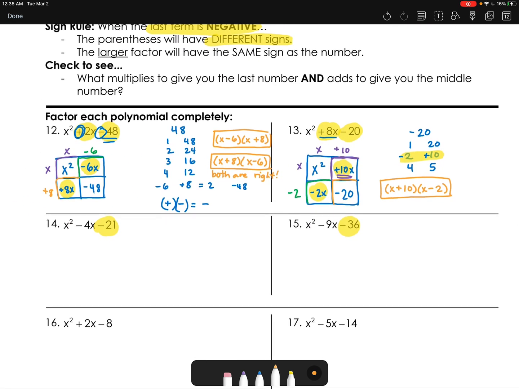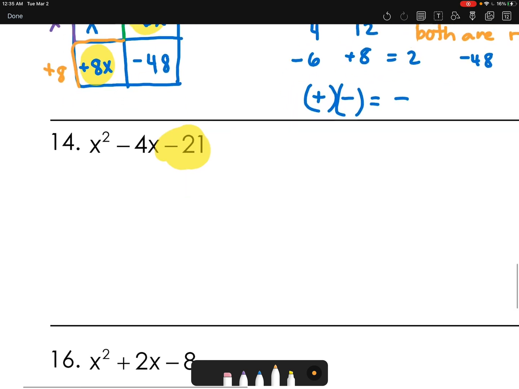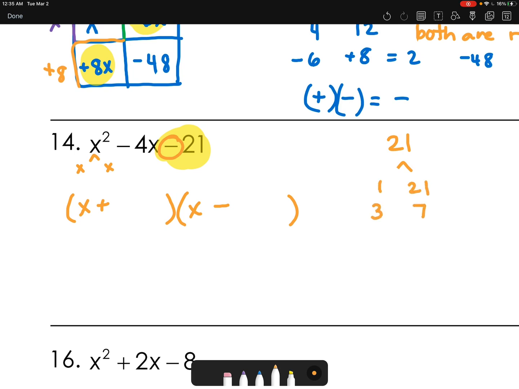Let's try the next two by using the other method that we learned. And so I'm going to set up my puzzle here. I'm going to set up my parentheses. And I'm going to put the factors of the first term in the first box. And this last sign tells me my signs have to be opposite. So one has to be positive and one has to be negative. So I'm going to think of my factors of 21. I have 1 and 21, 3 and 7, and that's it.